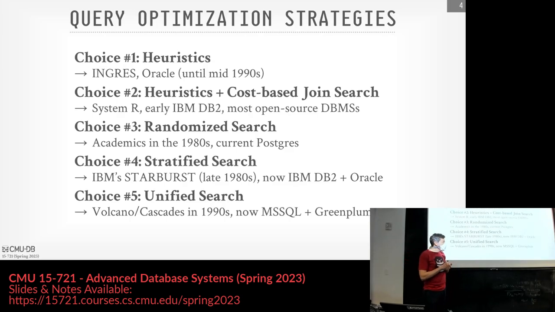But one of the things they said in the Microsoft video is, even though the original Cascades paper and the Volcano paper talked about writing these things in a DSL, and CockroachDB does that for the transformation rules, they're going to write everything in C++. Furthermore, they also talk about how they have different stages in their optimization pipeline where some of them don't even use the cost model.